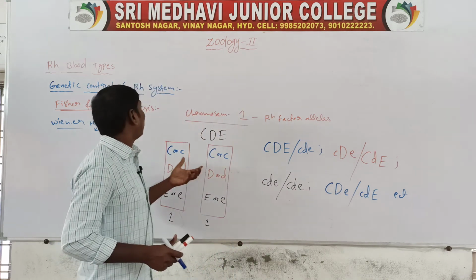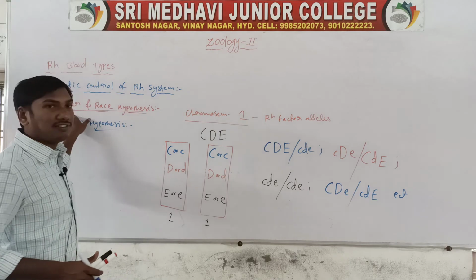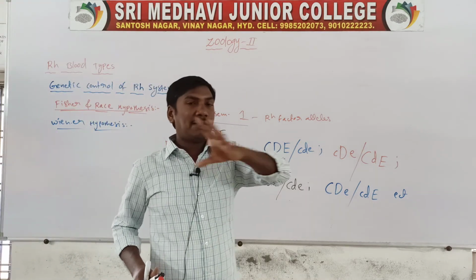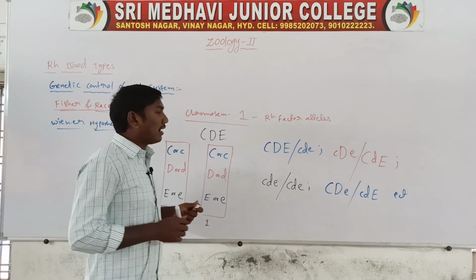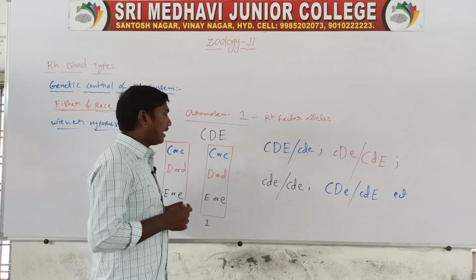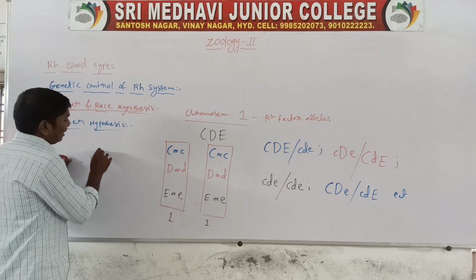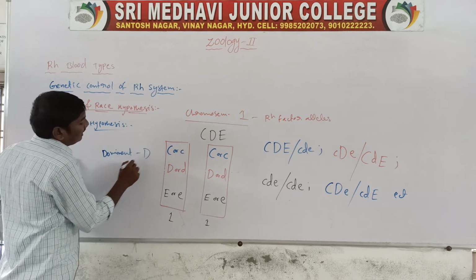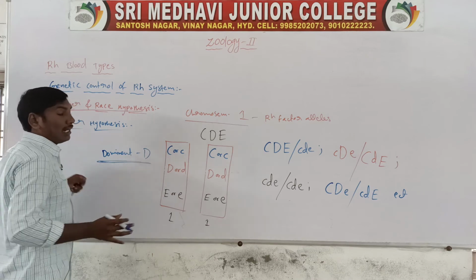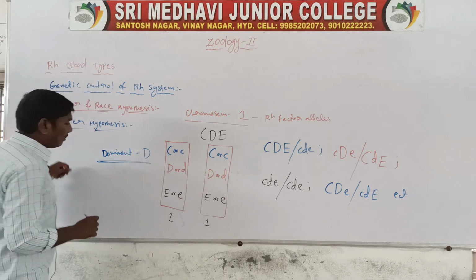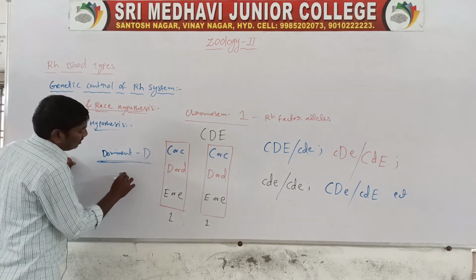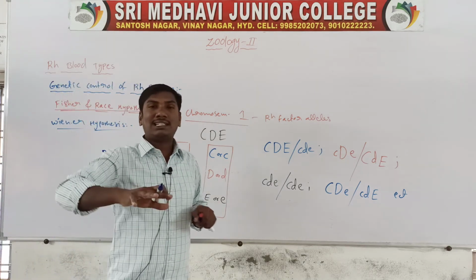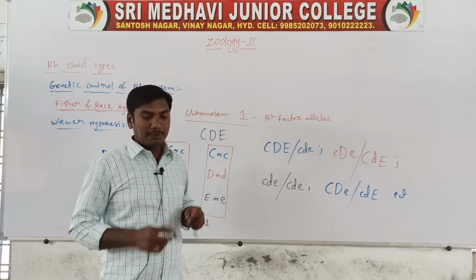So, the scientists Fisher and Race hypothesis. According to the Fisher and Race hypothesis, if the dominant D antigen is present, that blood group is called Rh positive. Dominant D is present, that blood group is called Rh positive.